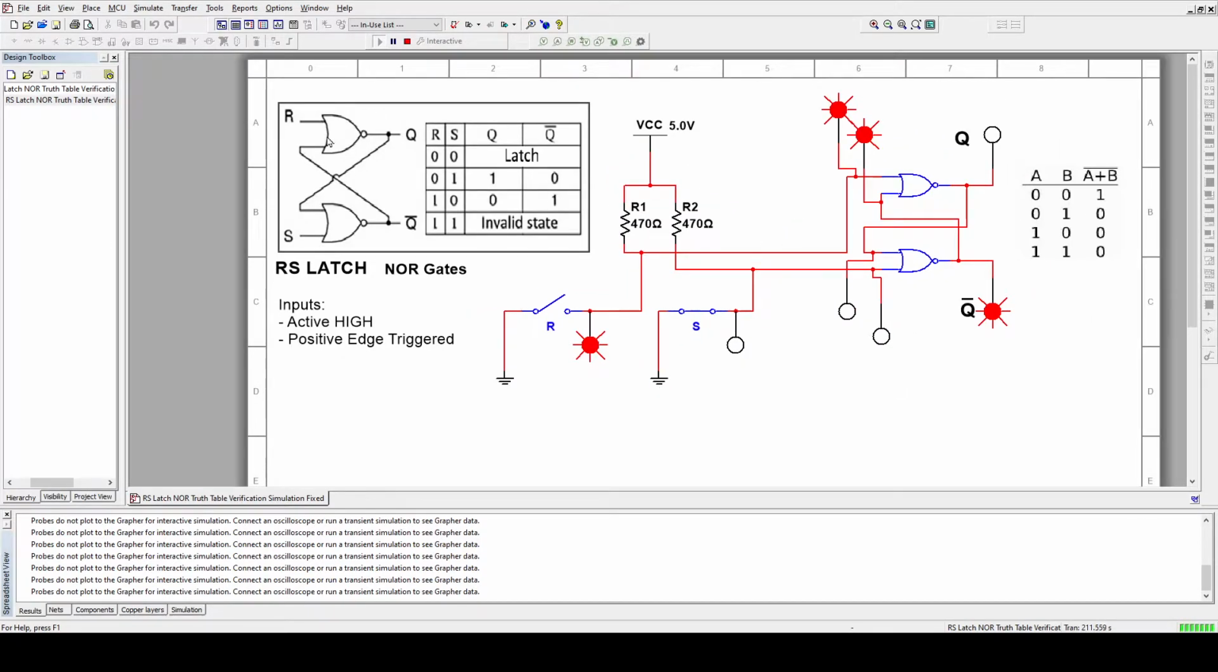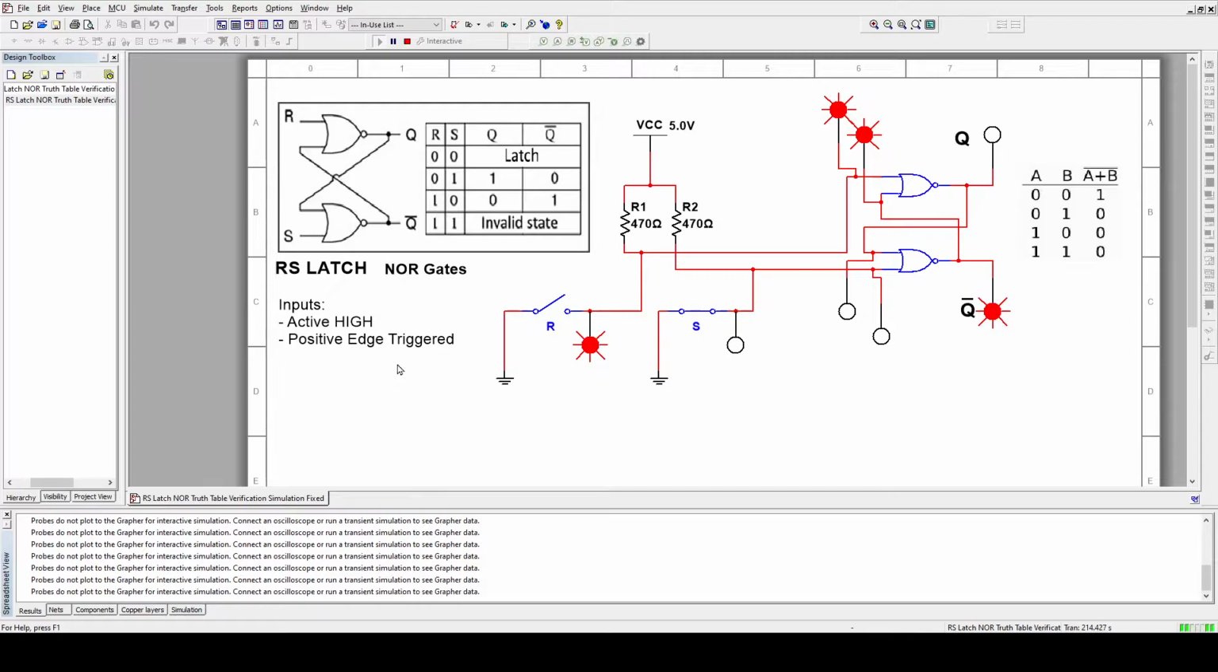All right. So we have the truth table of the latch, the SR or RS latch. The inputs are active high. This is an RS latch made out of NOR gates, and in this case the input is going to be active high, and it's going to react to the positive edge. So it's a positive edge triggered bistable multivibrator. Okay, a multivibrator is a device that switches from 1 to 0.